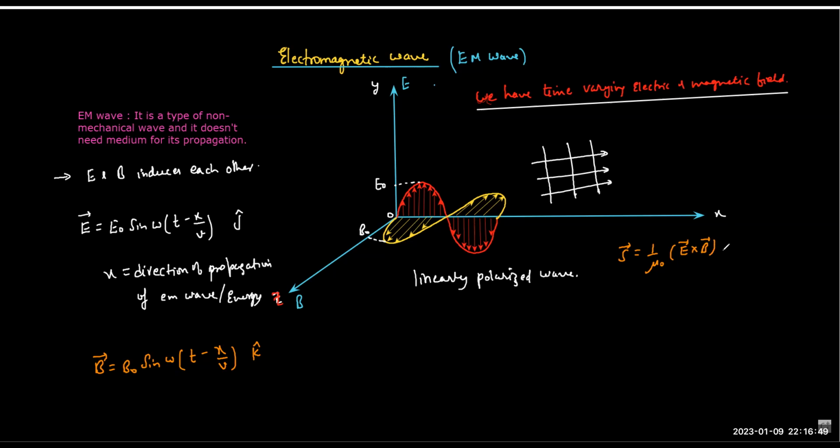So tell me, in which direction will the light propagate in this case? If you use the right hand thumb rule, if you write E cross B, thumb will be towards the X axis, isn't it? Yes, sir. So S is called Poynting vector, and it gives the direction of wave propagation. And direction of wave propagation basically means the energy flow.